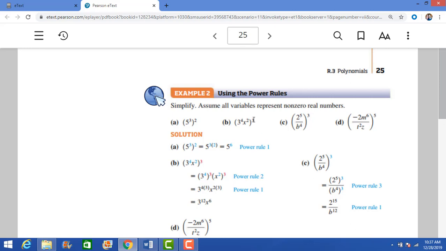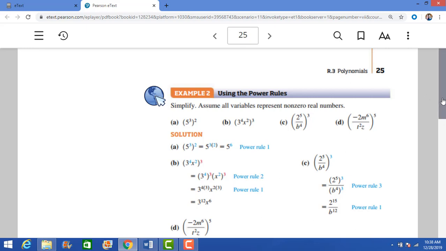Okay. Here, we're going to use the distributive property. And so we're going to distribute the 3 to the 4 and the 2, and we're going to multiply. Okay, so we're getting 3 to the 4th raised to the 3rd power. So we're going to distribute the 3, and we're going to get this times this. And then we're going to use the other power rule, and we're going to multiply these exponents here. So we get 3 to the 12th times x to the 6th.